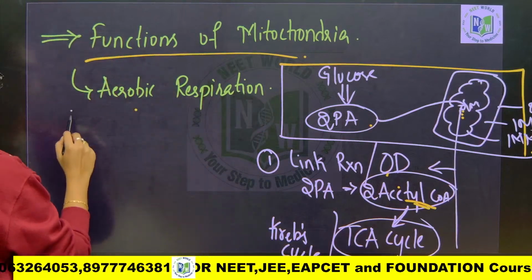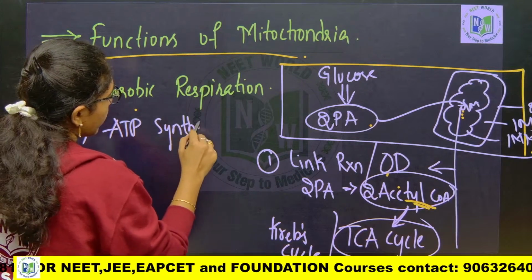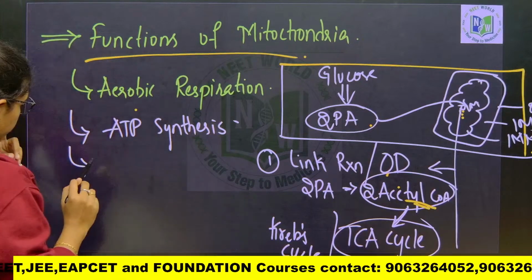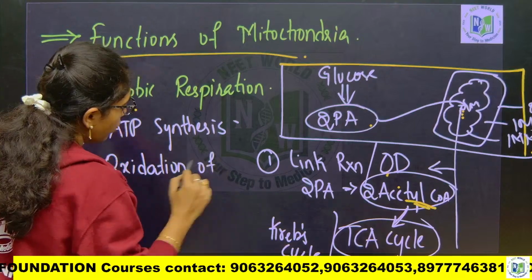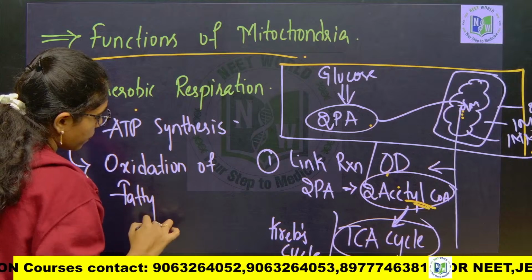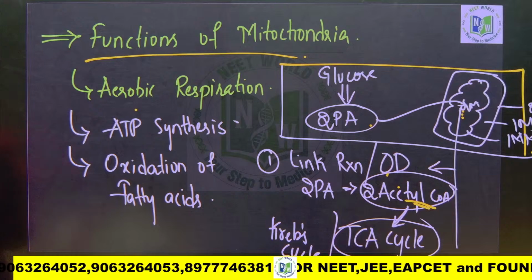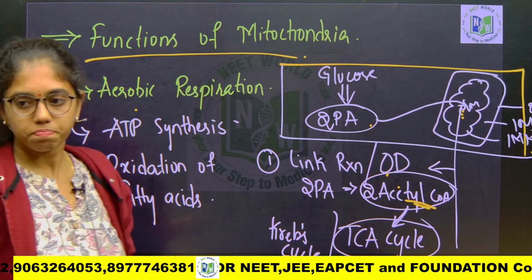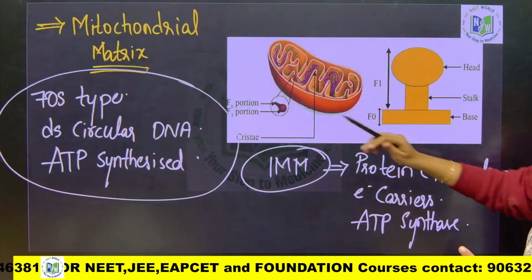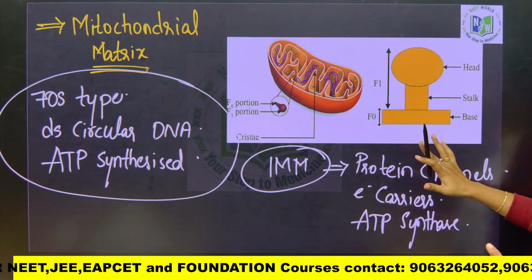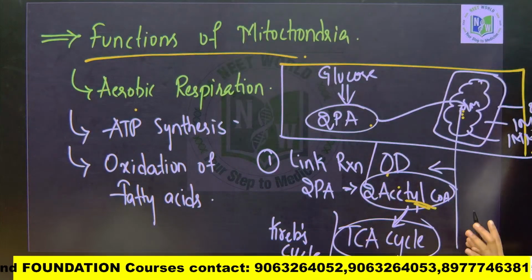Second point is ATP synthesis, as you said. And third is oxidation of fatty acids. Fine. These are the major functions of mitochondria. Clear, right? So, you are clear with the structure and types, what is present over the mitochondrial matrix and what is present in the inner mitochondrial membrane, and what are the functions of mitochondria, you are clear with it, right?